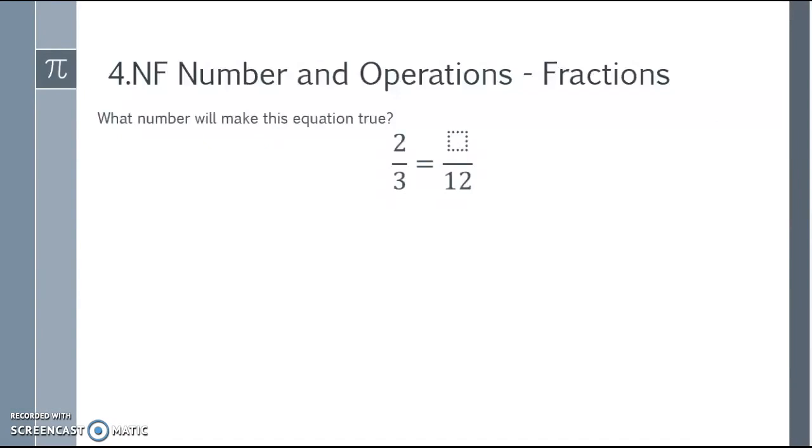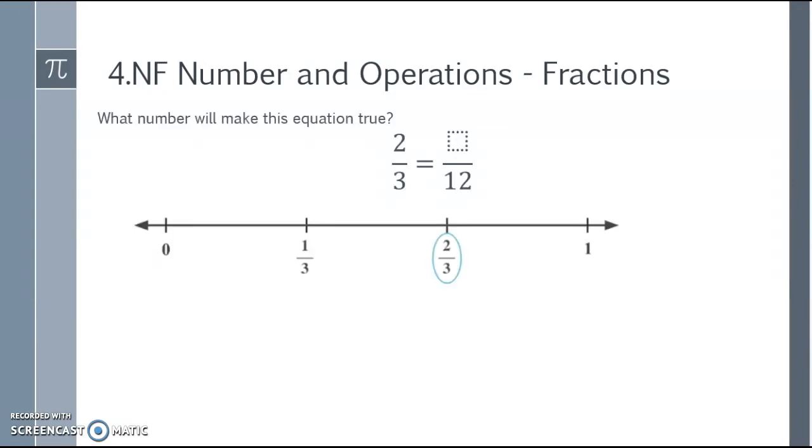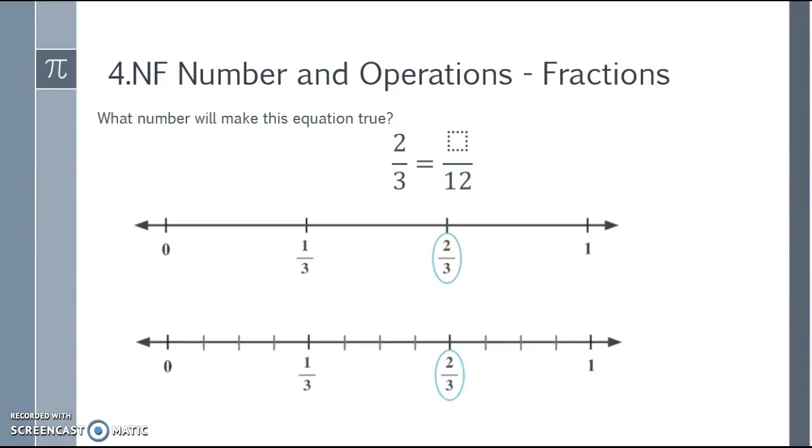What number will make this equation true? 2/3 is how many twelfths? How many copies of 1/12? So I see on my number line, I have 2/3, but I want copies of 1/12. So therefore, I will cut my pieces into twelfths. So 4 from 0 to 1/3, 4 from 1/3 to 2/3, and 4 from 2/3 to 1. And then I can count how many copies of 1/12 it takes to arrive at 2/3.